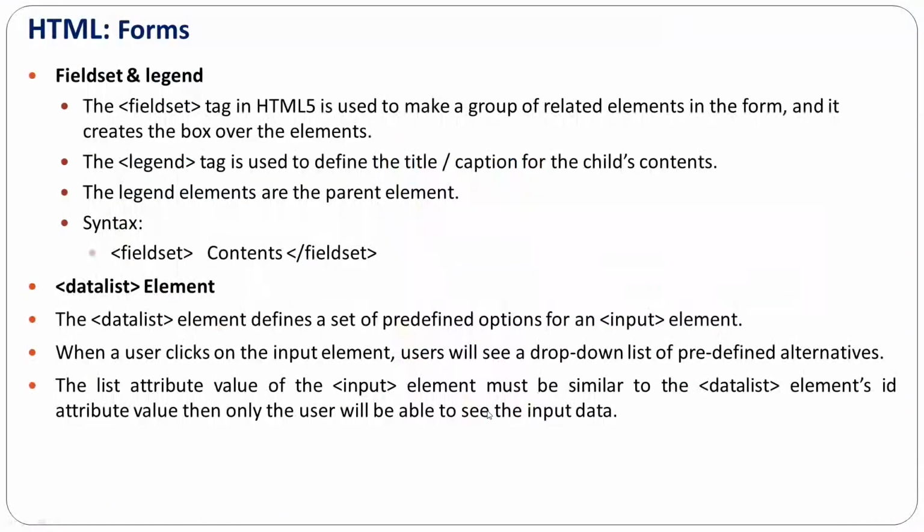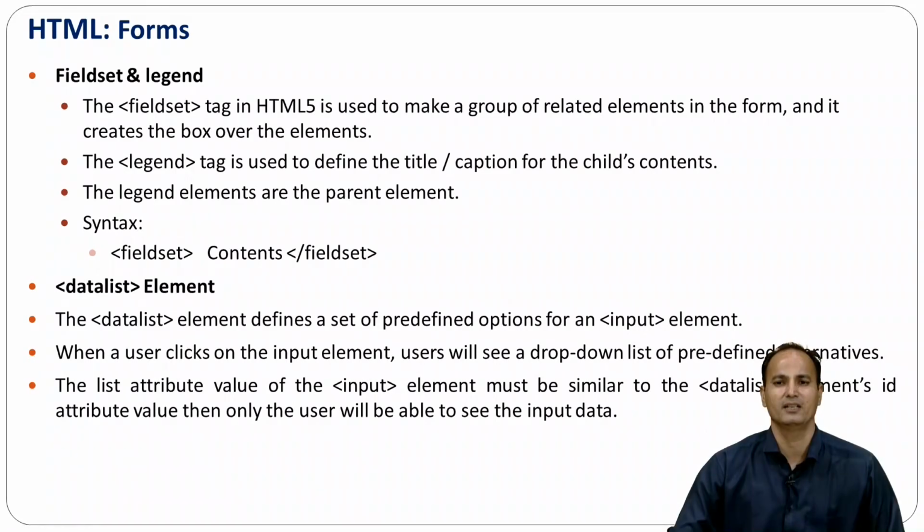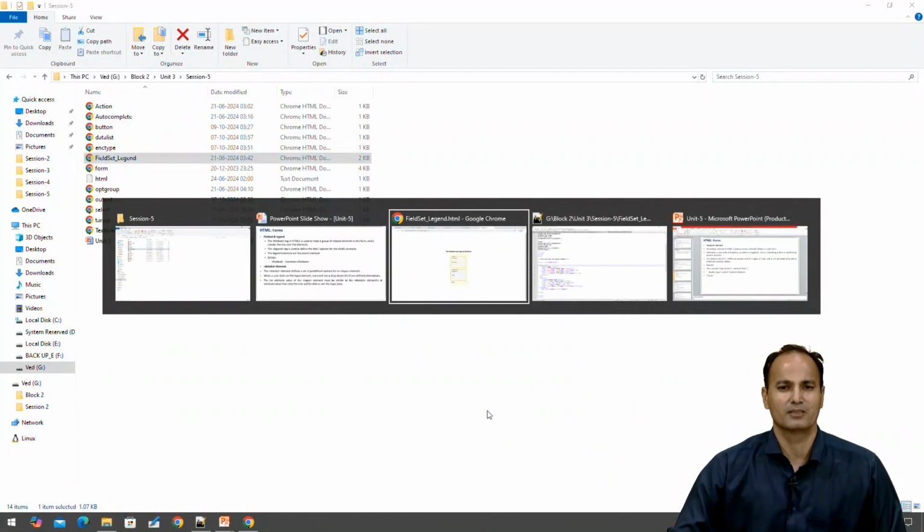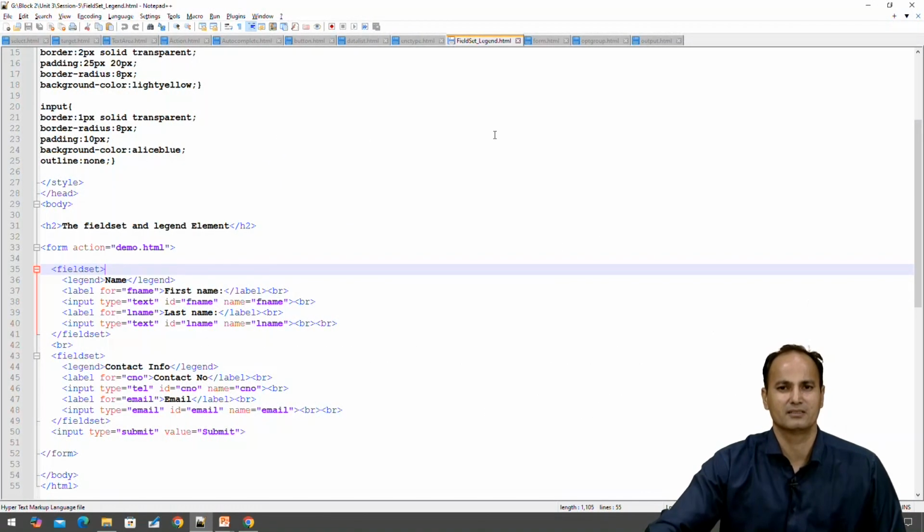Moving next is the data list element. The data list element defines a set of predefined options for an input element. Predefined options can be used. When a user clicks on the input element, the user will see a drop-down list of predefined alternatives. The list attribute's value of the input element must be the same as the data list element's ID attribute value. Then only will the user be able to see the input data. Let's understand it through the practical, so it will be better to understand.